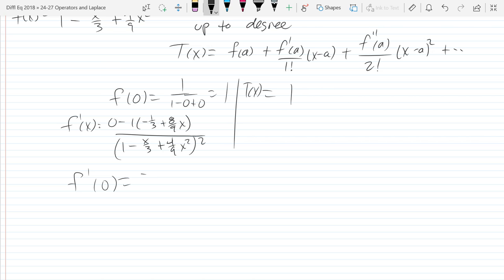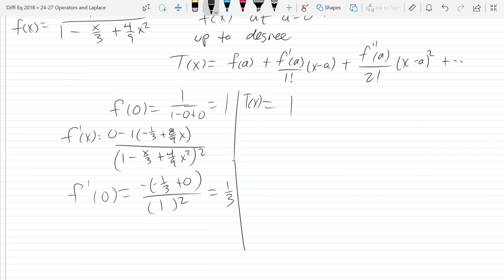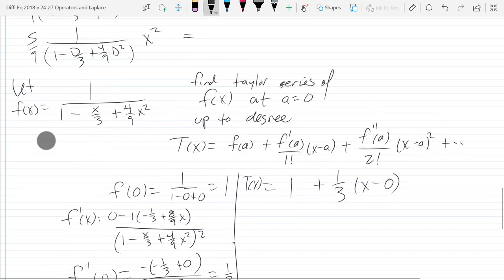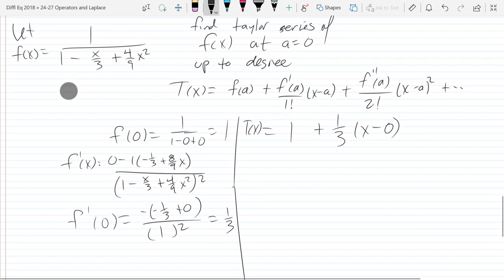So we got negative 1/3 plus 0 divided by 1 squared, which is positive 1/3. So that's our f prime of a. So that's plus 1/3, and that 1 factorial is just 1, times x minus 0. And yep, that's correct. All right, so our second term is correct.